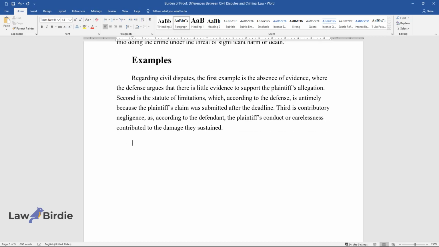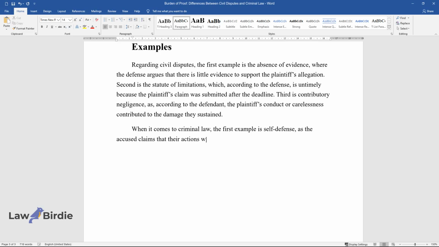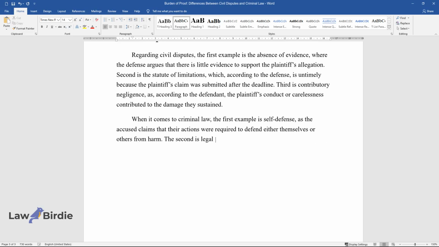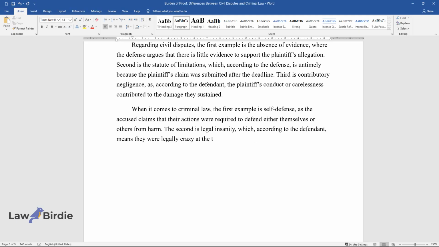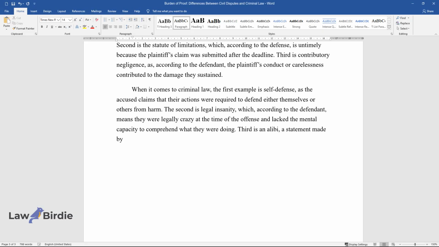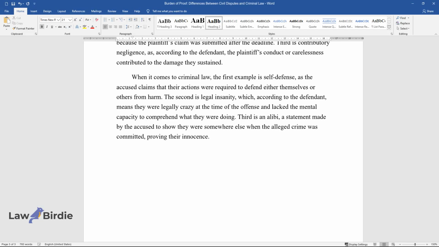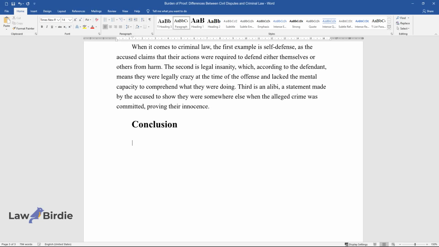When it comes to criminal law, the first example is self-defense, as the accused claims that their actions were required to defend either themselves or others from harm. The second is legal insanity, which, according to the defendant, means they were legally insane at the time of the offense and lacked the mental capacity to comprehend what they were doing. Third is an alibi, a statement made by the accused to show they were somewhere else when the alleged crime was committed, proving their innocence.